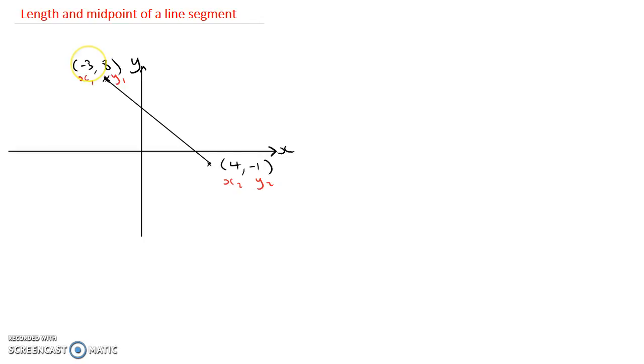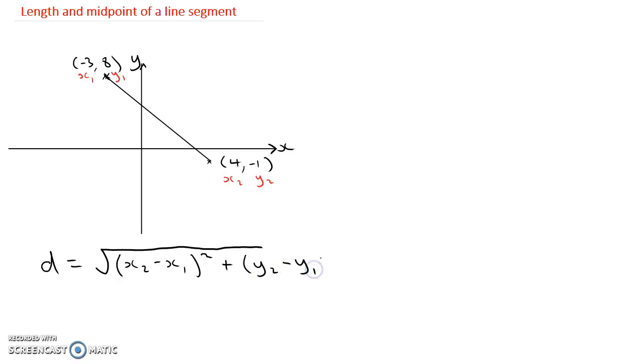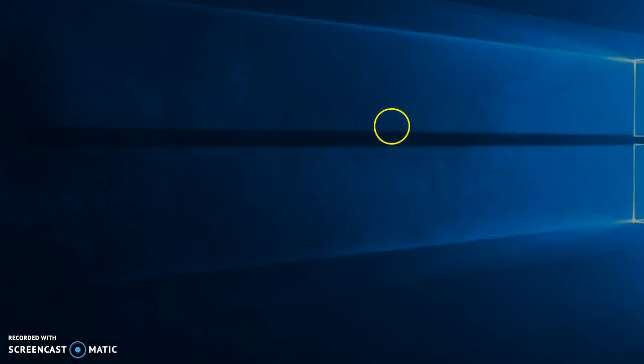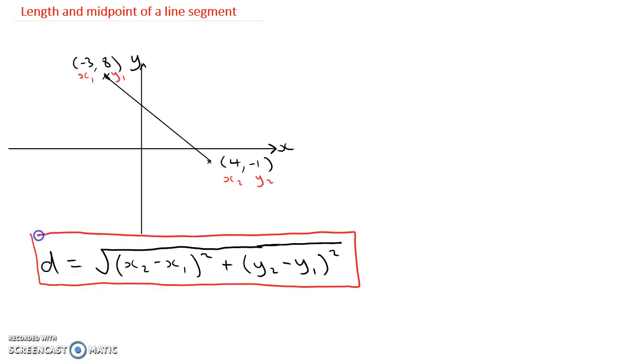If we want to find the distance or the length of this line segment, we can use the distance formula, which is d equals the square root of x2 minus x1 squared plus y2 minus y1 squared. So that's the rule for finding the distance or the length of a line segment when you're given 2 points.